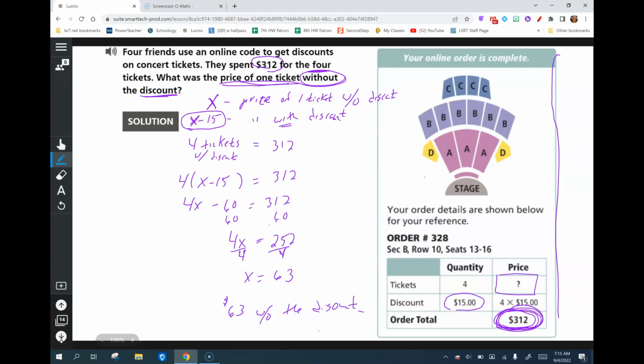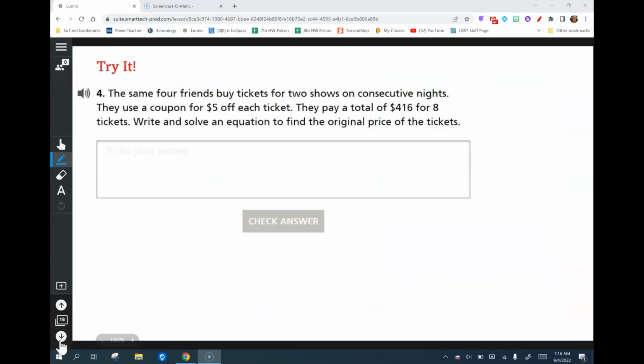Okay, let's go to the one in your workbook now, but we had to see what they were talking about, and it's just helpful if we see right here how we can symbolize that. Okay, so now here's the example that's in your workbook. We have these same 4 friends who are buying tickets for 2 shows on consecutive nights. Okay, now this consecutive is not going to have anything to do with consecutive integers. It's just saying they bought tickets for Friday night and for Saturday night. That's all it means. They use a coupon for $5 off each ticket.